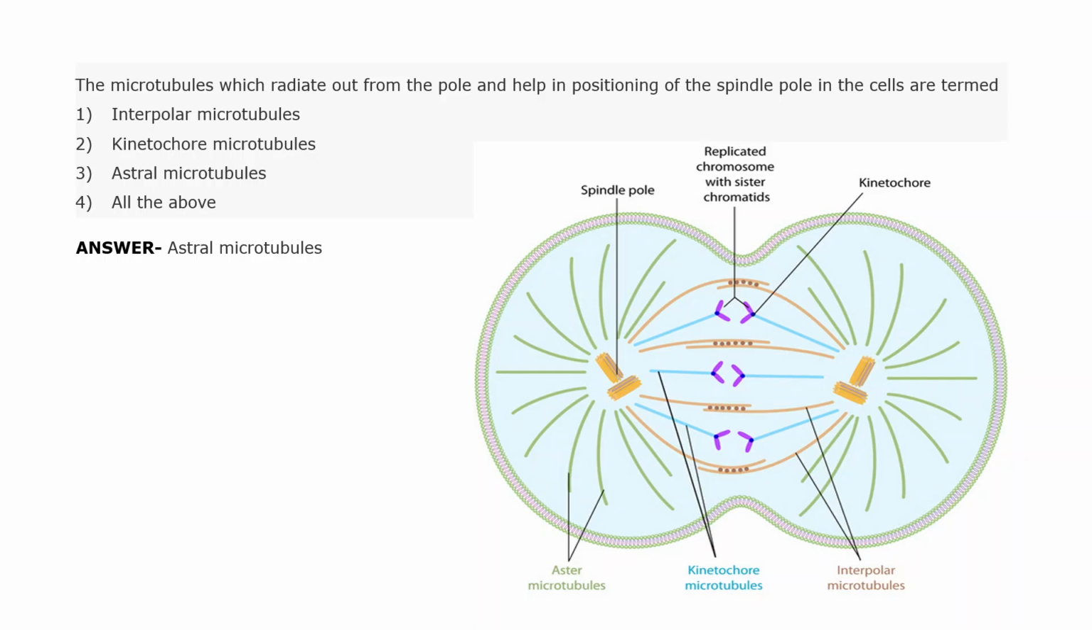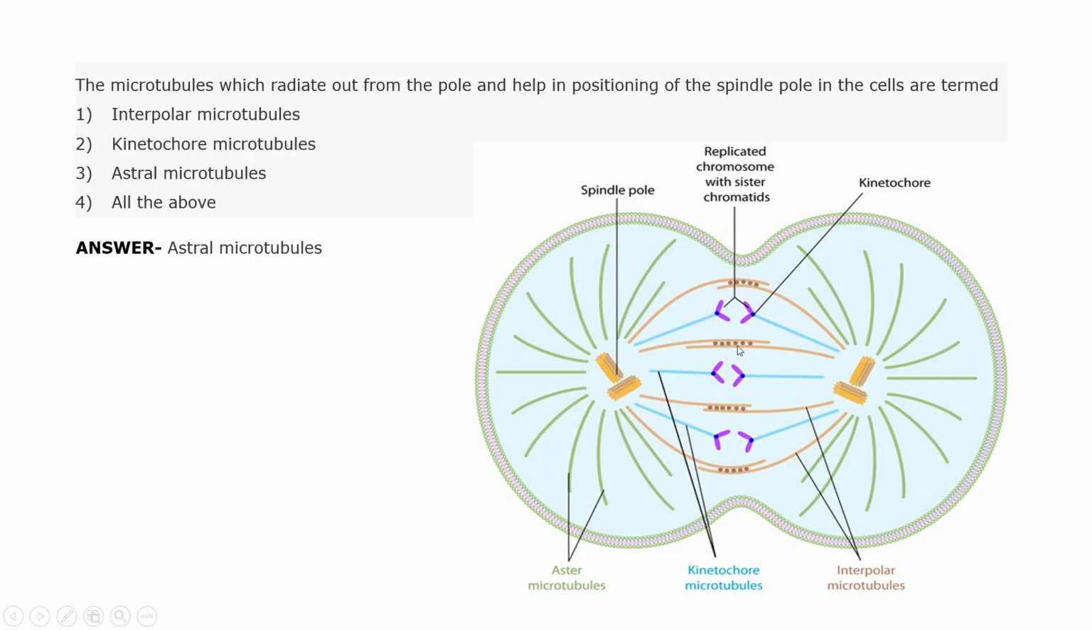So basically these are protein complexes. Several protein complexes make up a kinetochore. The kinetochore microtubule attaches to the kinetochore, which is directly attached to the chromosome, and so it is indirectly attached to a centrosome.